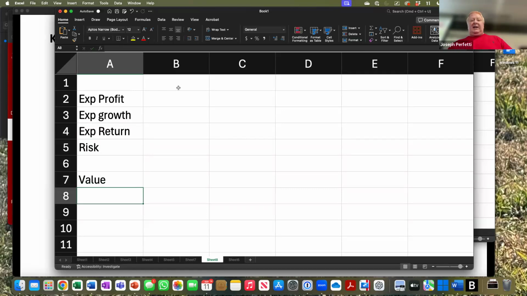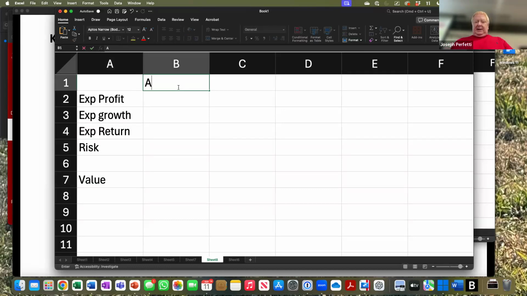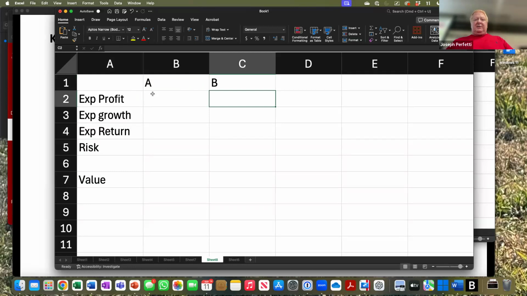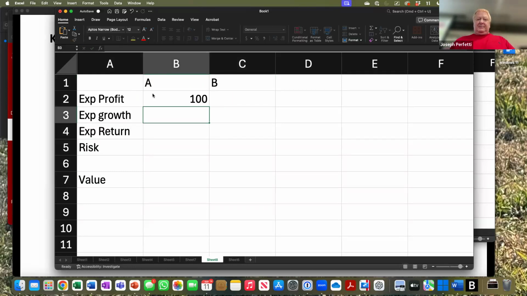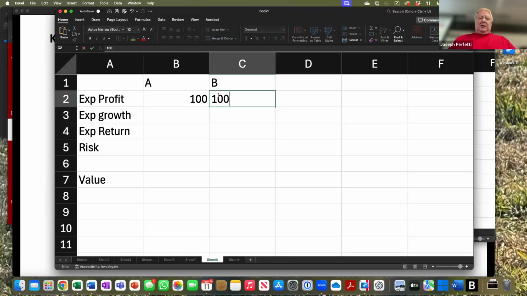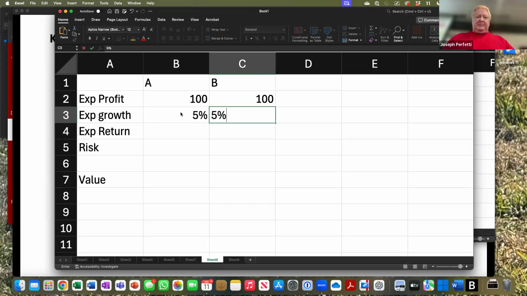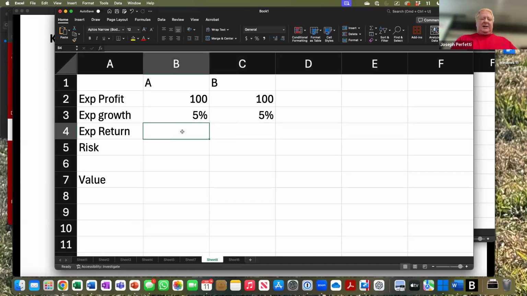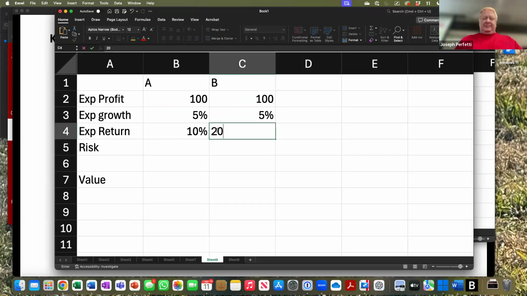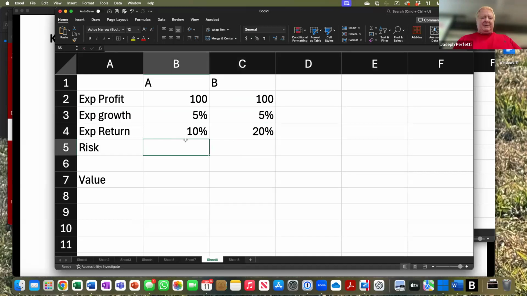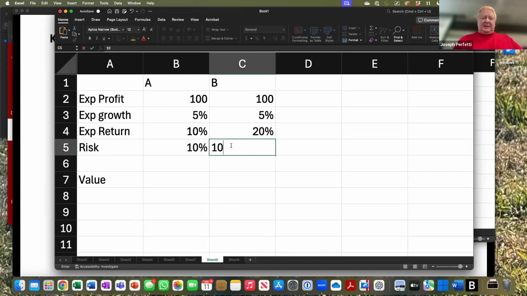So there were two companies on that list, A and B. And here was their data. Both companies started with 100 million of profit. Both companies had a 5% growth rate. Company A had a 10% ROIC. Company B had a 20% ROIC. And they both had 10% cost of capital. So based on this information, we said B should be more valuable. Here's what the math would say.